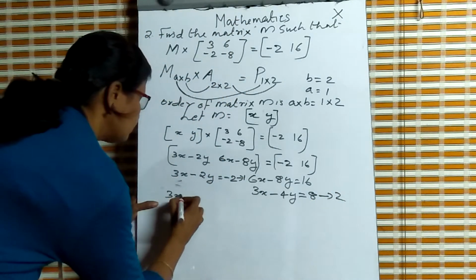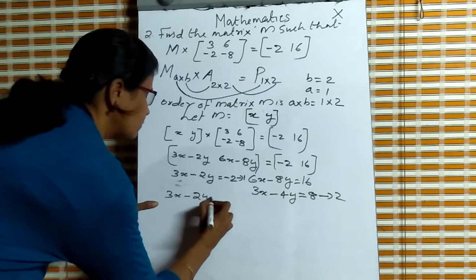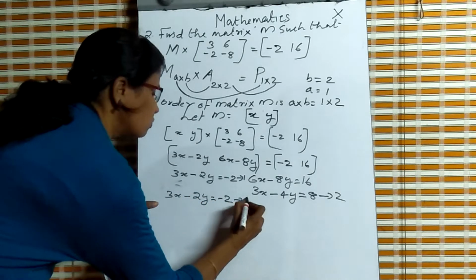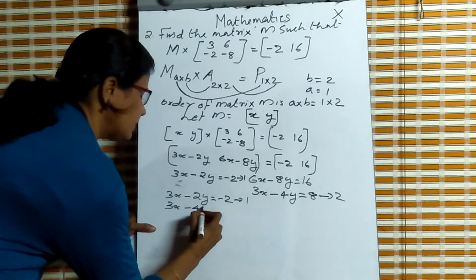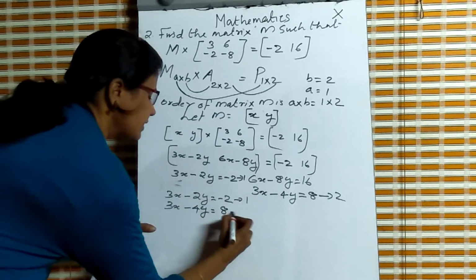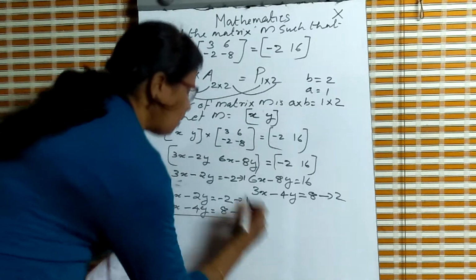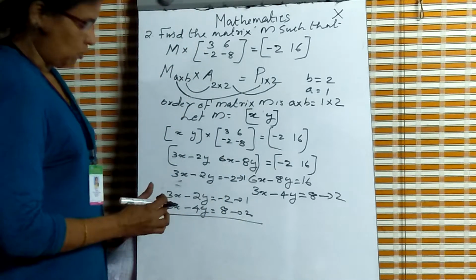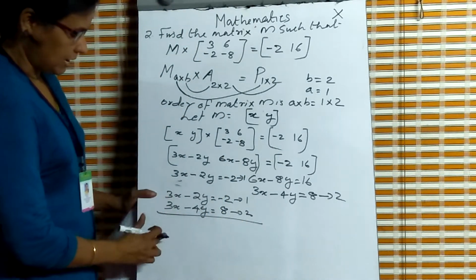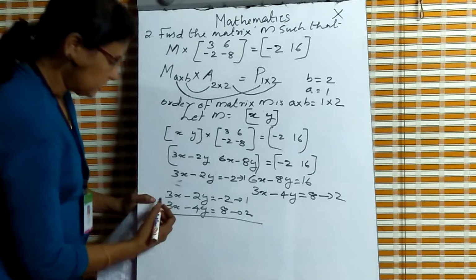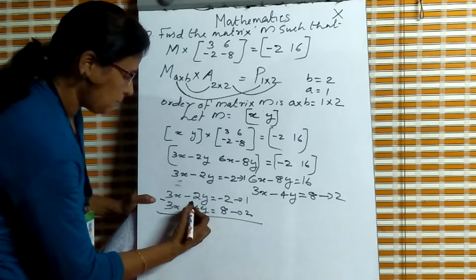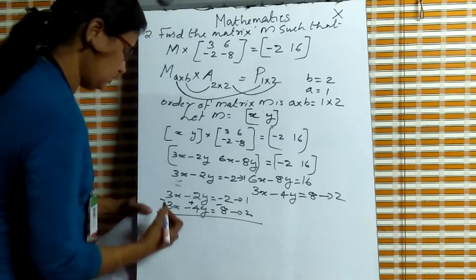Write together: 3x minus 2y is equal to minus 2. Next one: 3x minus 4y is equal to 8. Equation 2. We have to eliminate any one of the coefficients. Here 3x and 3x are equal. We subtract. We have to eliminate the coefficient of x: minus, plus, minus.